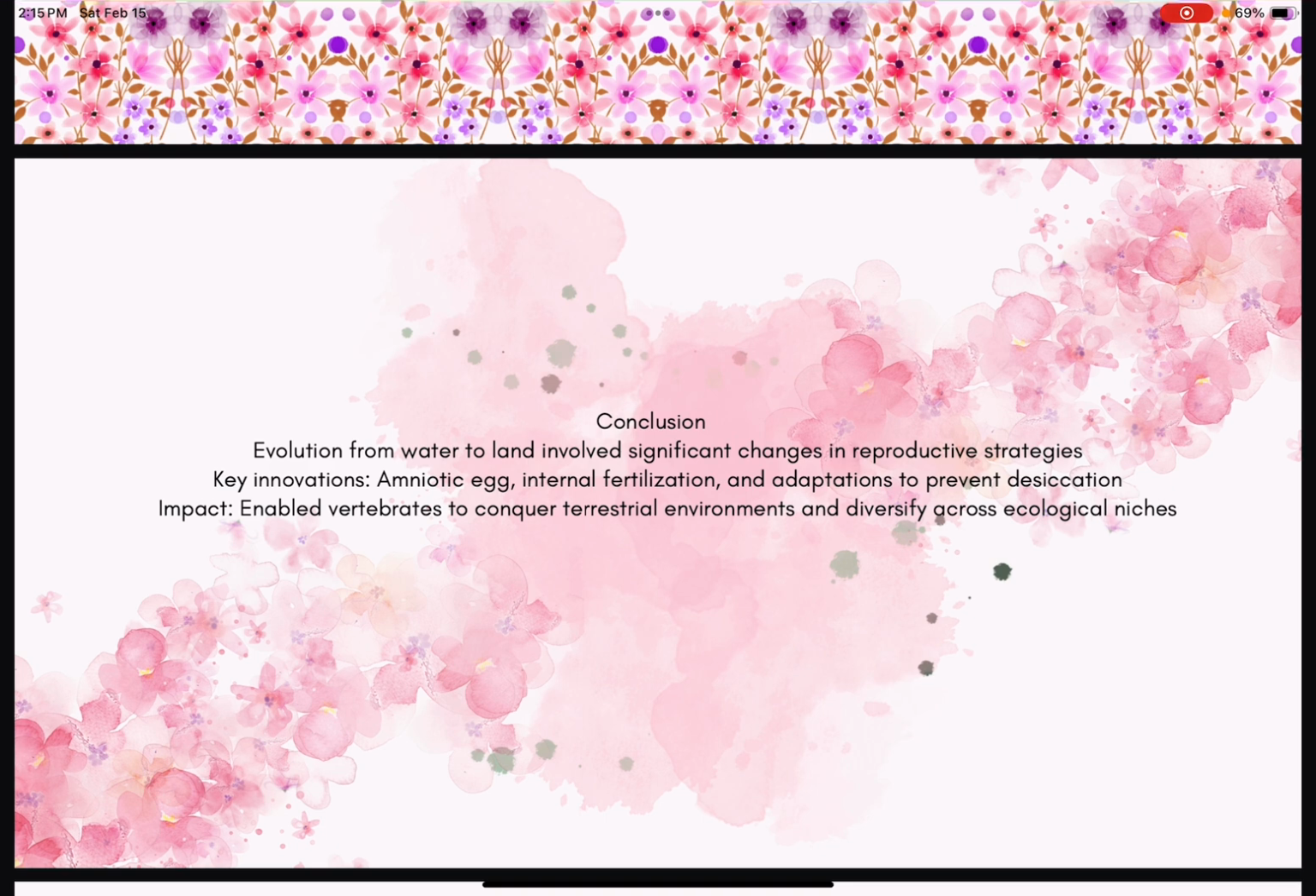diversification of reproductive strategies across different tetrapods highlights the dynamic relationship between evolution and the environment. Understanding the evolutionary process provides valuable insights into the mechanisms that enable vertebrates to conquer terrestrial environments and thrive in diverse ecological niches.